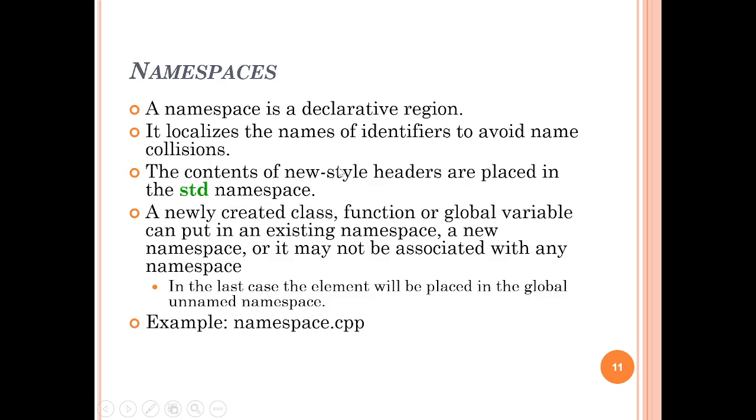A namespace is a declarative region. It localizes the names of identifiers to avoid name collision. The new style headers are placed in the standard namespace. A newly created class, function, or global variable can be put in an existing namespace, a new namespace, or it may not be associated with any namespace.